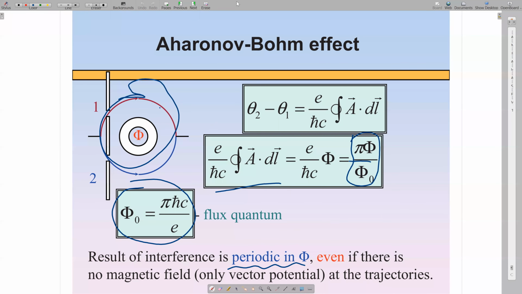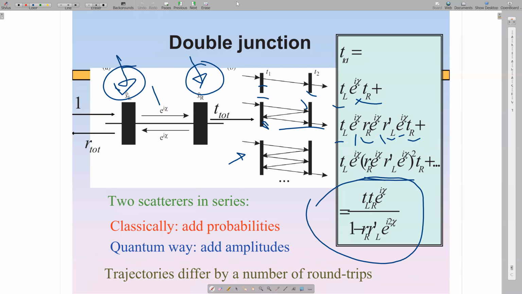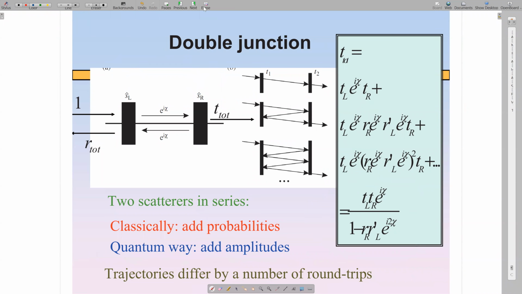Yeah, I told about the Aharonov-Bohm effect. Let us now go to interference in quantum transport. And I would like to talk about a very generic and interesting system, a double junction. So in this story, we just have two one-channel scatterers and would like to combine them, to put them in series as it is shown. So there's a scattering matrix of the left scatterer, a scattering matrix of the right scatterer, and we will compute in a minute the answer.